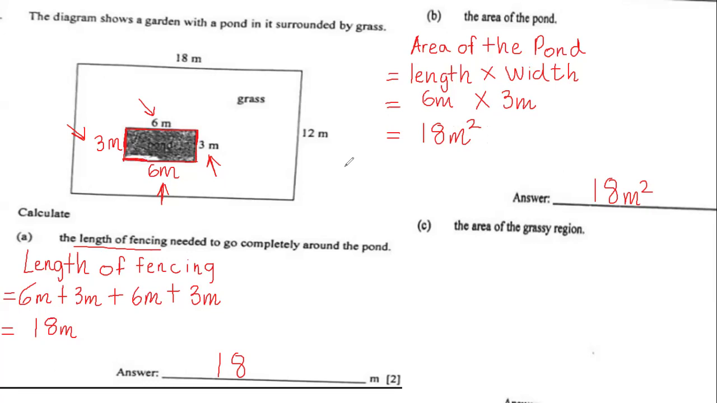Area of the grassy region. Okay, so laying the fencing to go completely around the pond, area of the pond, and we want the area of the grassy region. The diagram shows a garden with the pond surrounded by grass. So they want the area of the grassy region. Anyone want to try to figure out what's the area of the grassy region?